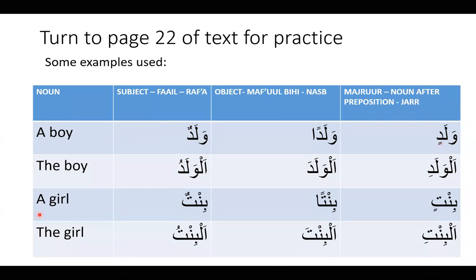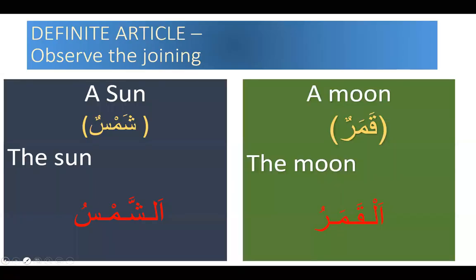That's all. Then we have a girl, bintun. In the case of nasb, being indefinite, it will be bintan with tanween. Note the aleph that comes after it in writing. Then you have bintin in the case of jar, like if it follows a preposition. Then we have the girl, al-bintu. We add al, we take off the tanween. Then in the case of nasb, it becomes al-binta. And in the case of jar, al-binti. Those are straightforward and simple.